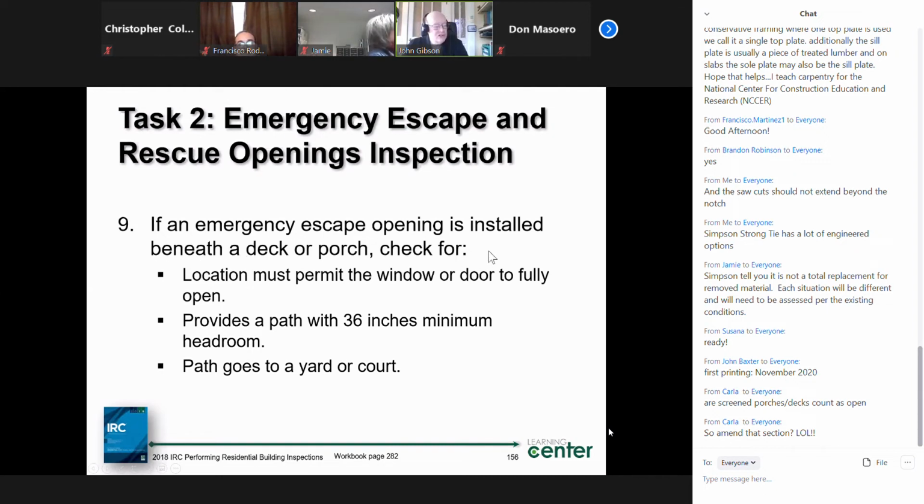For emergency escape, if I come out and I'm underneath of a deck, then it looks for 36 inches of headroom, and I can crawl underneath the deck with 36 inches of headroom and get to, it doesn't have a limit on how far I have to go, but it gets me to open area, side yard, or to a public way directly.